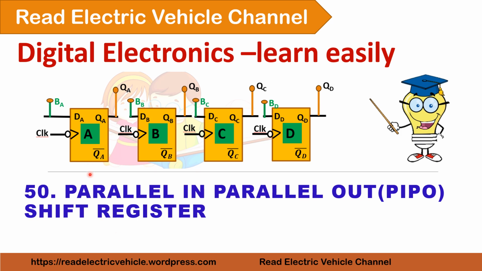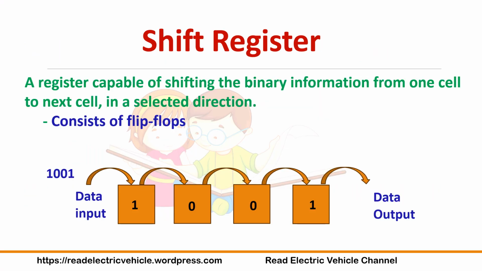In this video we are going to see about the parallel in, parallel out shift register. What is a shift register? It is a register which is capable of shifting the binary information from one flip-flop to the other. That is, we can shift the data one by one from one flip-flop to the other. So this is the input data and this is the output data.